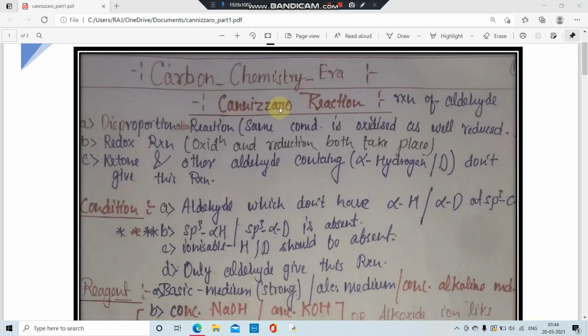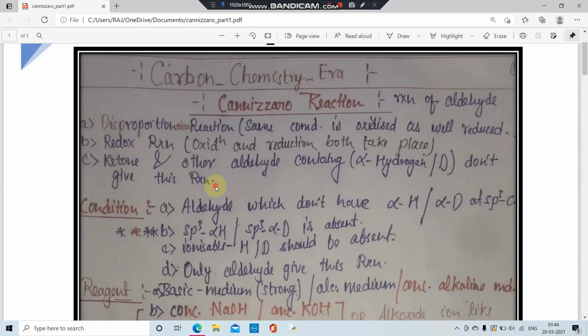We are going to study the Cannizzaro reaction. Basically, it is a reaction of aldehydes. It is a type of disproportionation reaction, meaning the same compound is oxidized as well as reduced, so we are going to get two products: one is an oxidized product and another is a reduced product. The Cannizzaro reaction is a redox reaction, meaning oxidation and reduction both take place. Third point, just remember this: aldehydes having sp3 alpha hydrogen or deuterium, and ketones, do not give the Cannizzaro reaction.